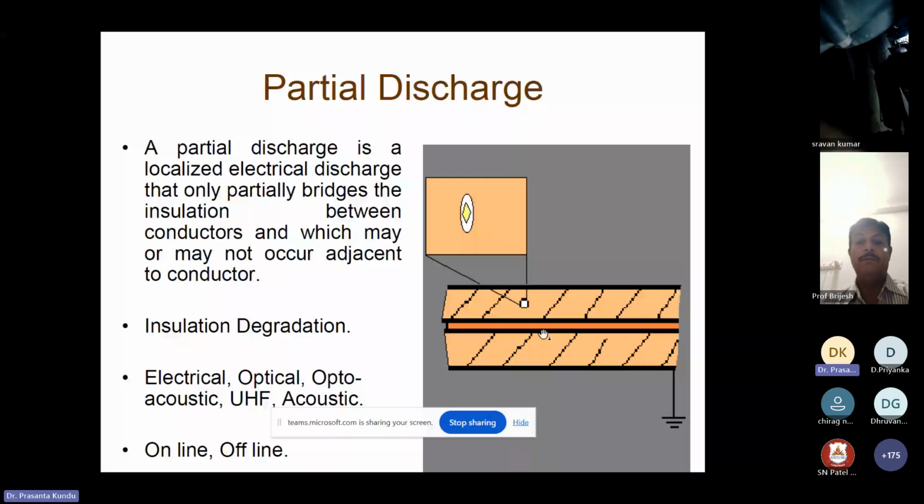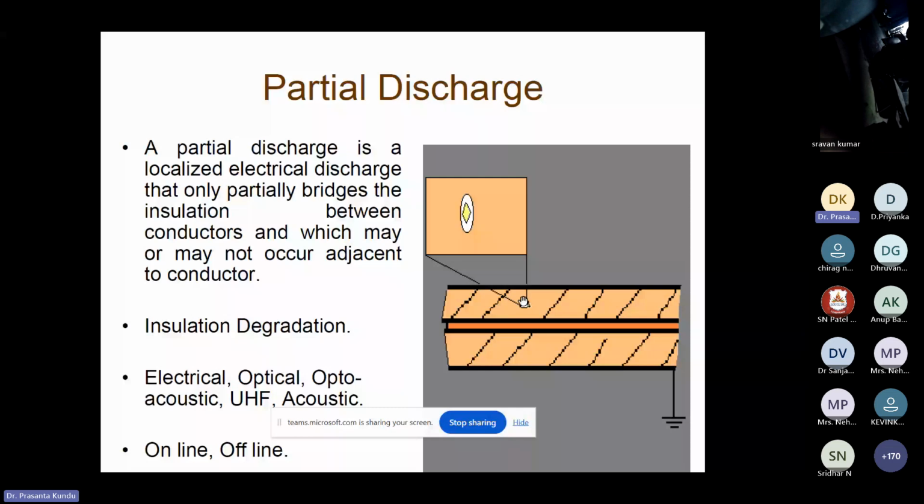So it will have a micro level. Even at the micrometer scale, if it erodes 1 micrometer in one day, another micrometer the next day, over a period of time it will break the total insulation. That's why you have to check whether that insulation is PD free, where partial discharge is abbreviated as PD. So there are different methods to measure it: electrical, optical, optoacoustic, ultra high frequency, acoustic.